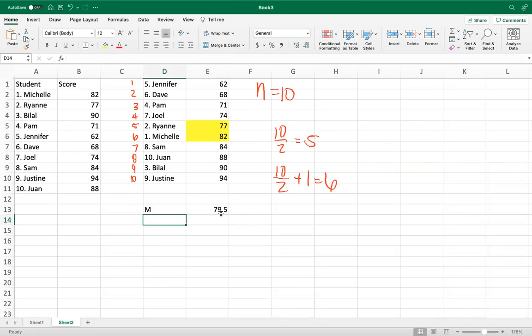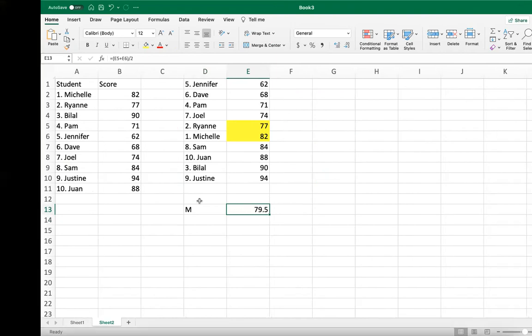And there we go. So this ends up being the median for this data set. So the middle value of this data set. And even though we don't have a middle value because we have an even number of data points, it's still considered the middle of the data set.